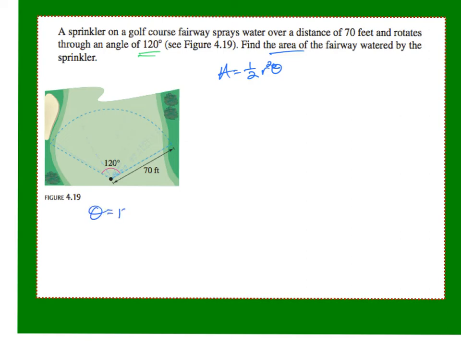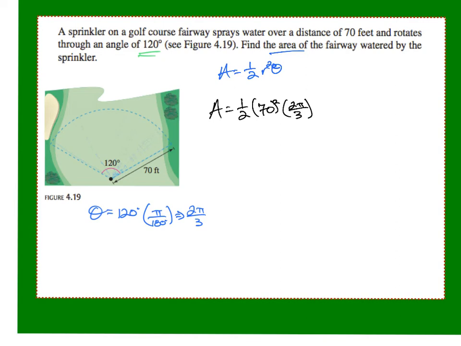So my theta measure is not 120 degrees. I actually want to multiply it by pi over 180. So what theta measure do I actually want to use? 2 pi over 3. All right, that simplifies to 2 pi over 3. Now do I have all the information I need? Yes. Now we're just going to substitute in our little formula. So now we have area is equal to 1/2 my radius of 70 squared, and then times my theta of 2 pi over 3. All right.